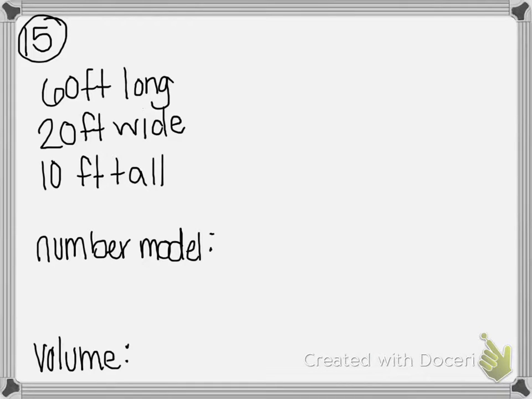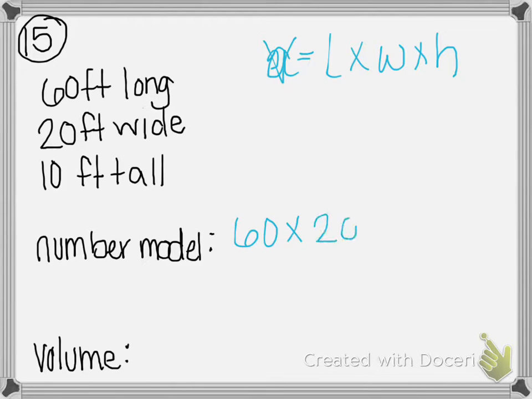Number 15 says, the owners added a second floor to the house in the previous problem. The second floor is 60 feet long and 20 feet wide, with ceilings that are 10 feet tall. What is the volume of the interior of the second floor? So in this case, volume equals length times width times height. So our number model would be 60 times 20 times 10. So in order to find it, we'll start with 60 times 20.